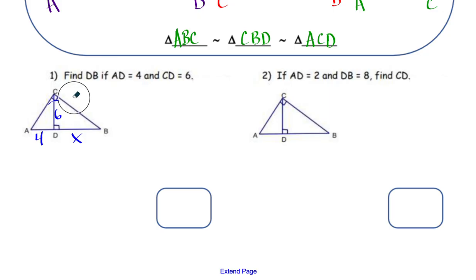So I'm going to redraw that triangle, and you should do the exact same thing. You should redraw that triangle every single time. If this tips over, C comes down to the bottom, A comes up, D stays put, but it rotates. So I have AD of 4, CD is 6.